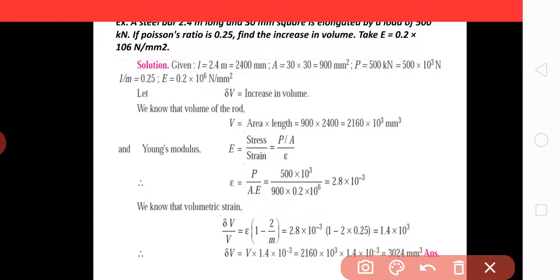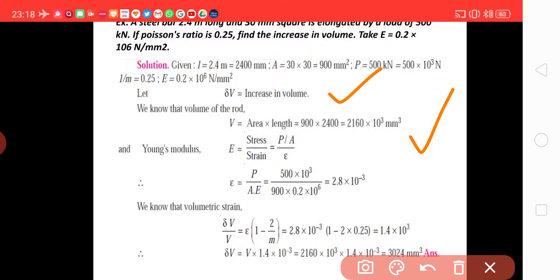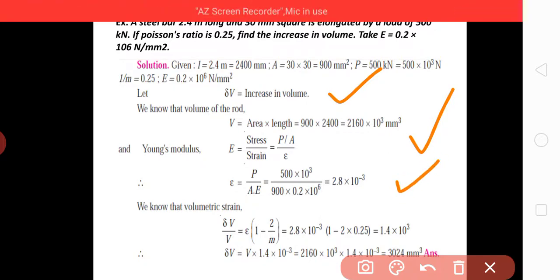Here we want delta V, the increase in volume. We know that the volume of the rod V equals area into length, that is 900 into 2400, which comes out to be 2160 into 10 to the power 3 millimeter cube. Young's modulus E is stress upon strain. Stress is P upon A, strain is epsilon. So epsilon is equal to P upon A E, which comes out to be 2.8 into 10 to the power minus 3.